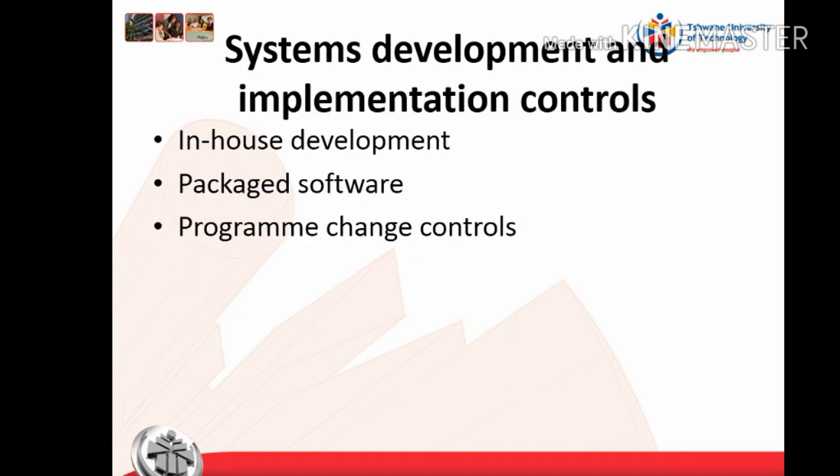Then the second part, we have system development and implementation control. Now here, that's where we are creating the system. It's either we're going to have an in-house development or we are going to purchase the software outside. That's why it is called packaged software. Then the last one is called program change controls. Now, I'm going to break each and every one of these aspects further down.